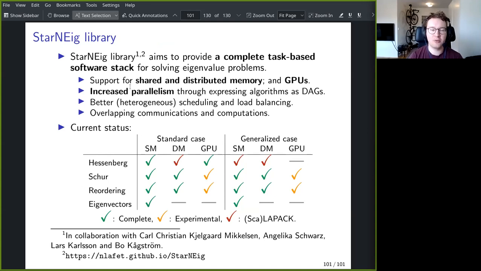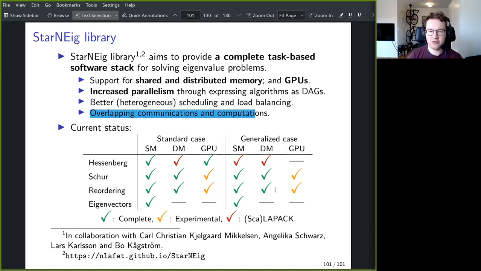And pretty much all the code I've written is available in a library called StarNEig. It is open source, and it aims to provide a complete task-based software stack for solving dense, non-symmetric Eigenvalue problems. It supports shared memory, distributed memory, and GPUs, and this is all thanks to the StarPU runtime system. It has much increased parallelism that leads to better performance, better scheduling and load balancing thanks to the task approach, and it also has overlapping communications and computations.